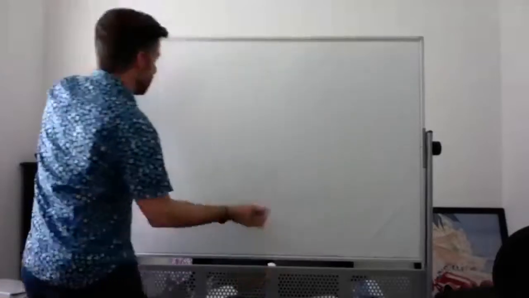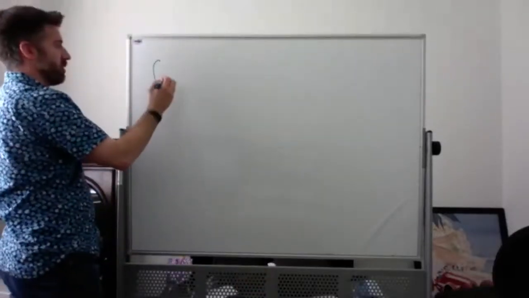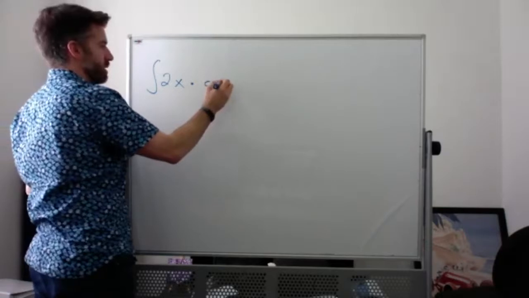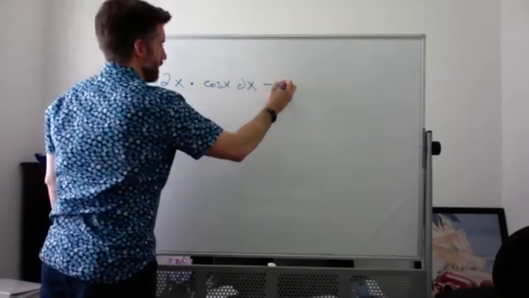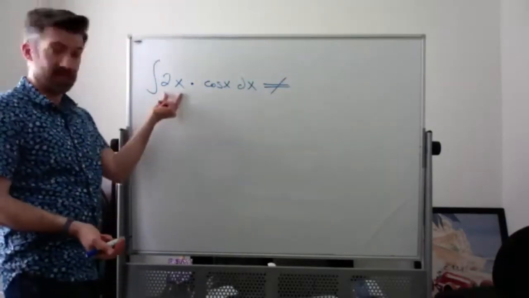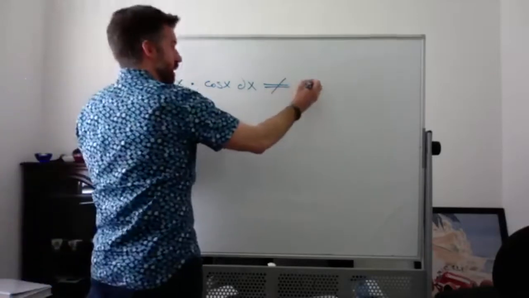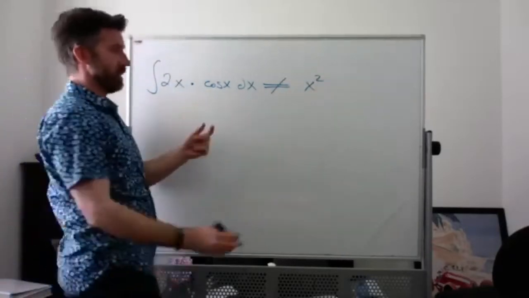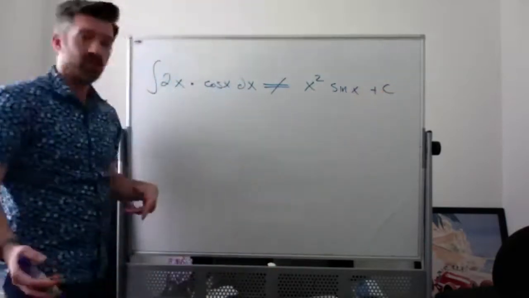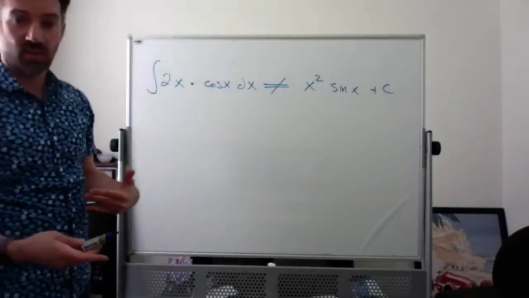We definitely cannot do the following. The antiderivative of 2x times cosine of x is definitely not equal to the product of the antiderivatives. You can't just antidifferentiate 2x and get x squared, and cosine x and get sine of x. And the reason that this doesn't work is because of the product rule.